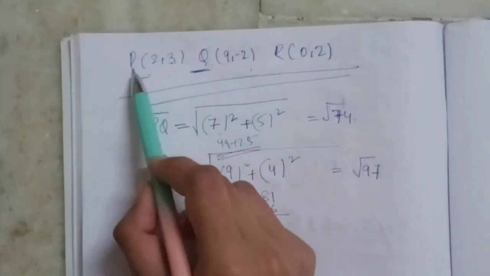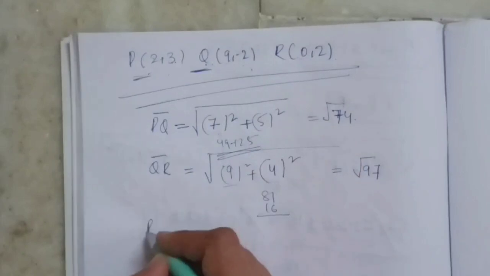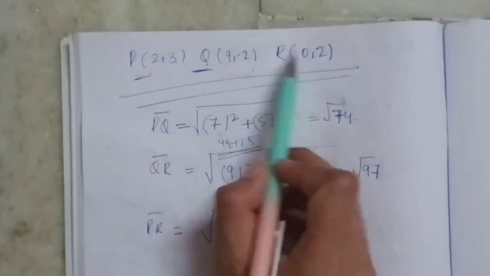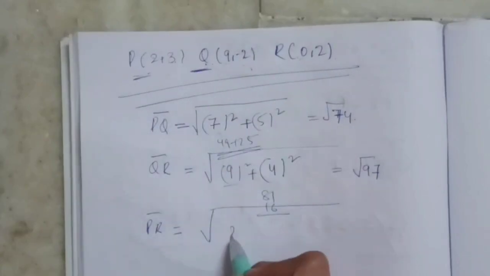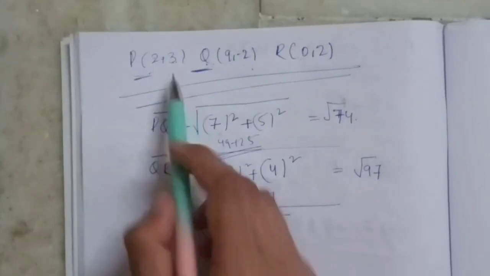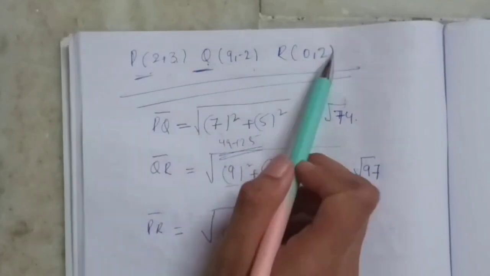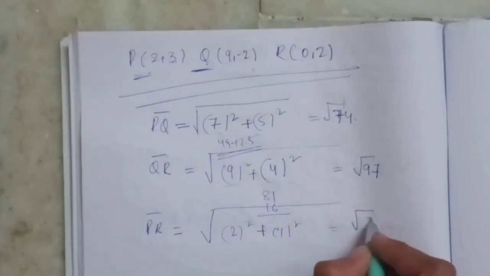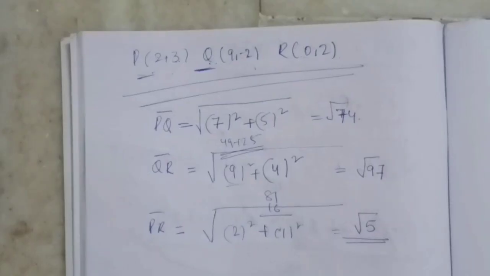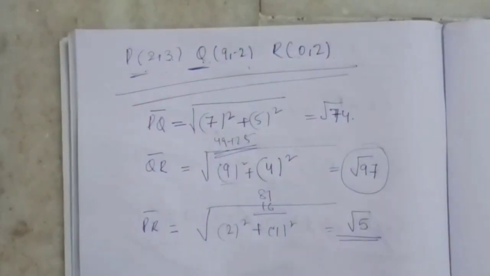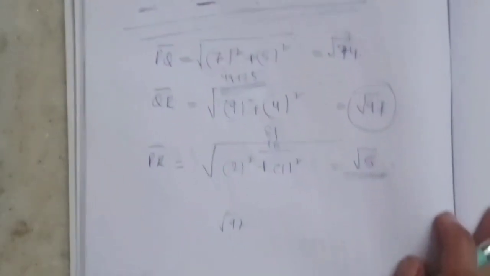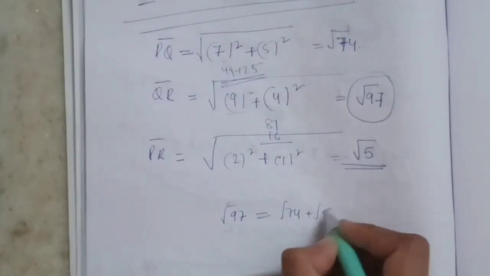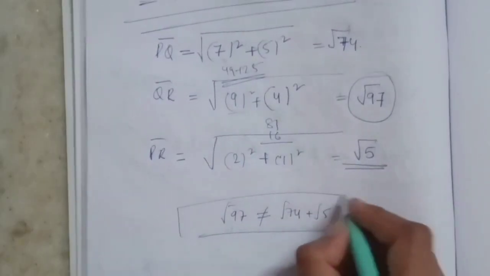And now let us find the PR distance. PR distance is under root, the difference between the x coordinates 2 and 0, which is 2 whole square, plus the difference between the y coordinates 3 and 2, the difference is 1 whole square, which is under root 5. And I don't think root 97 is equal to root 74 plus root 5. I don't think this is correct.